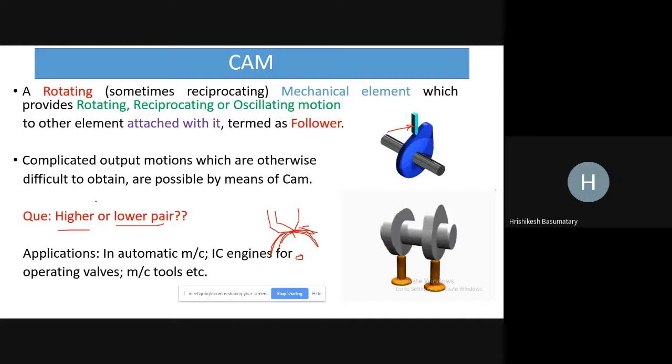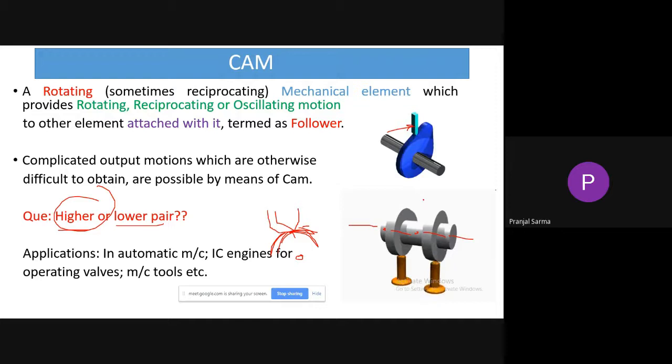Higher pair, sir. Correct, so it makes it higher pair contact. Okay, so now similarly, depending on how many operations you want to perform, how many different parts you want to control with the cam follower, you can have on a particular shaft multiple cams of different design, depending on whatever is your requirement of that particular machine.